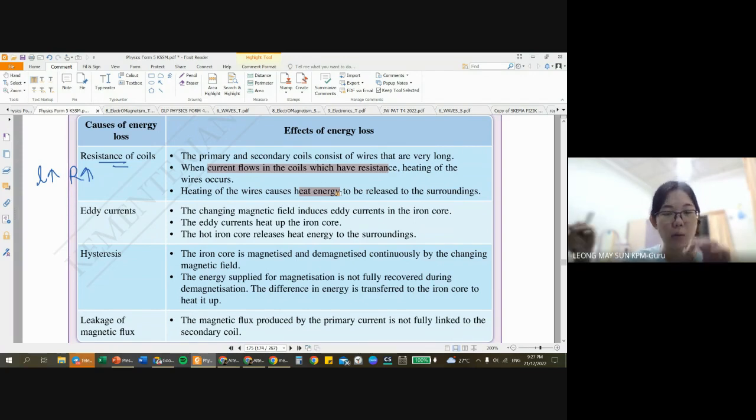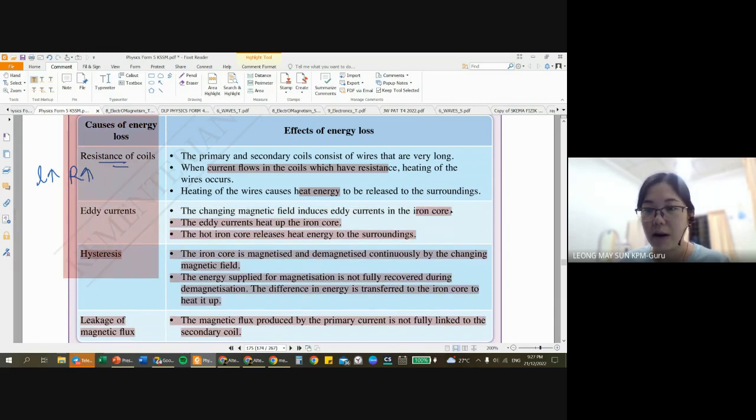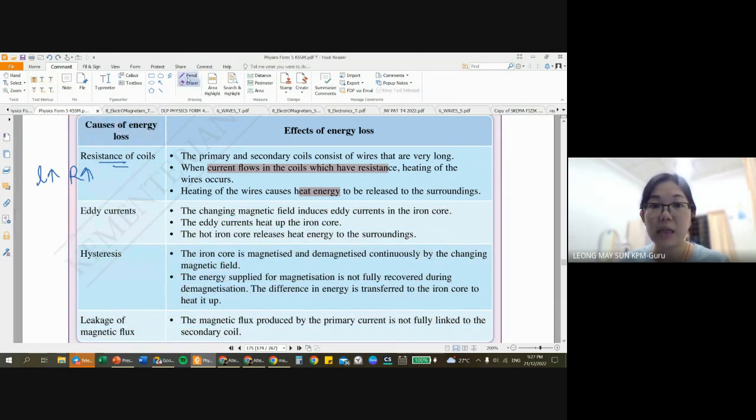The thin wires, the one that you use to charge your handphone, normally you feel some heat over there. All right. So eddy current. Eddy current happens at the iron core. Eddy current doesn't happen in the coil, the solenoid, or the wire.